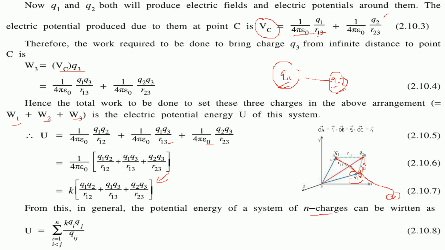So from this scenario, the potential energy of a system of n charges can easily be written as Q1 Q2, Q1 Q3, Q2 Q3. If we have, say, 4 charges, it will be Q1 Q2, Q2 Q3, all the possible pairs, Q4 Q1, like this, divided by the distance between them. So this U will be a sum from 1 to n, with i less than j. See, always 1 is less than 2, 1 is less than 3, 2 is less than 3. So i has to be less than j. This is k, where k is 1 by 4 pi epsilon naught, times qi qj by rij.